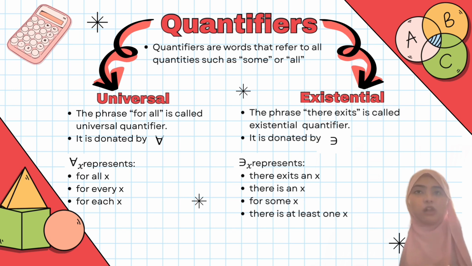The phrase for all is called the universal quantifier. It is denoted by the universal quantifier symbol. The second quantifier is the existential quantifier. The phrase there exists is called the existential quantifier. It is denoted by the existential quantifier symbol.